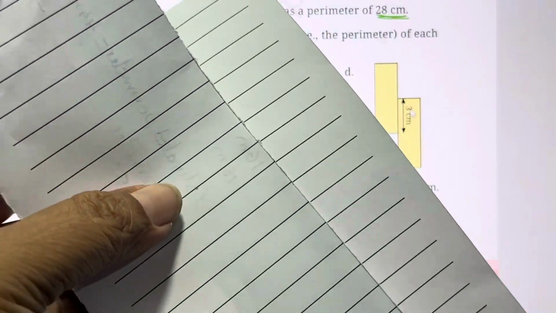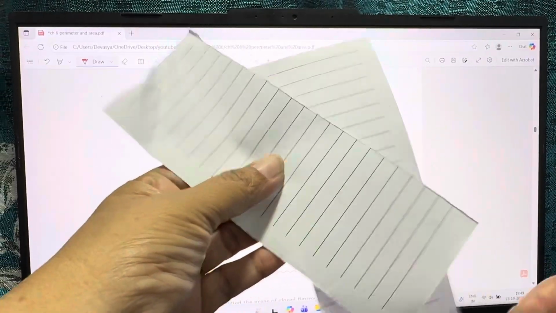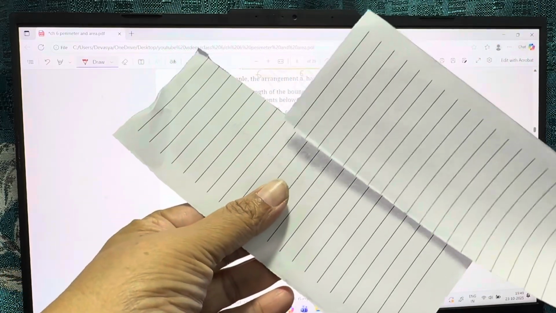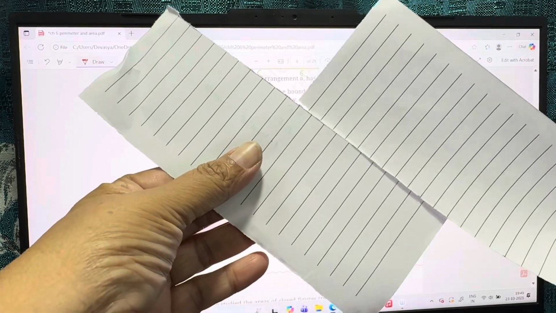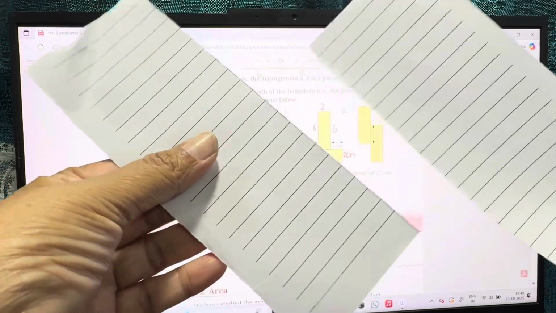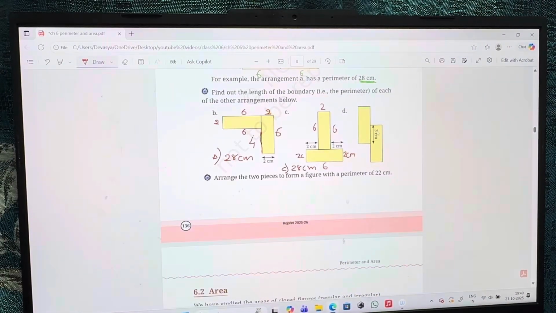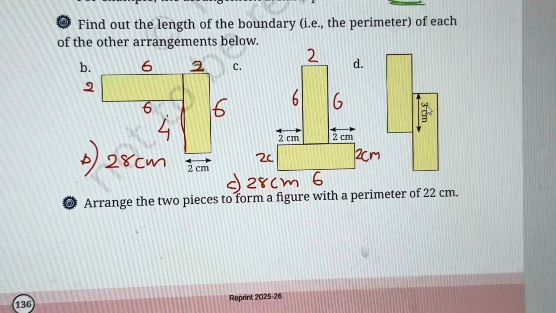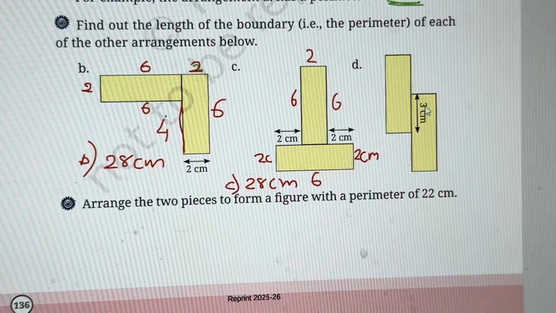Let me just bring it closer. So you can see this is the way they have arranged side by side. But it is halfway, so that it is 3 centimeter. This length is 3 centimeter. You can try it yourself so you will understand it better when you cut and do it yourself.